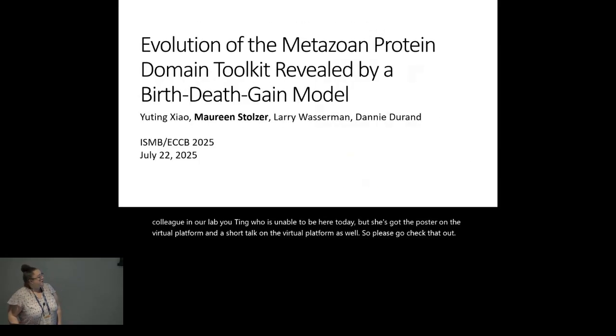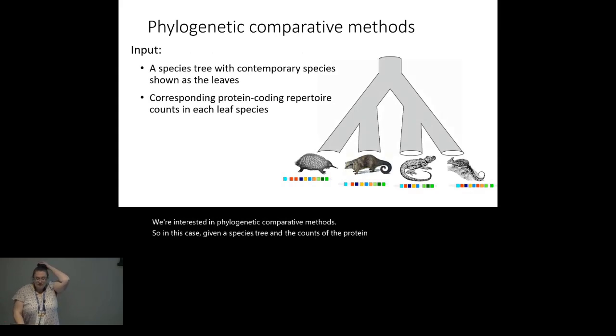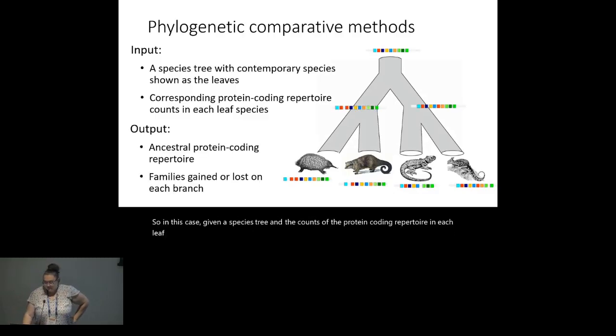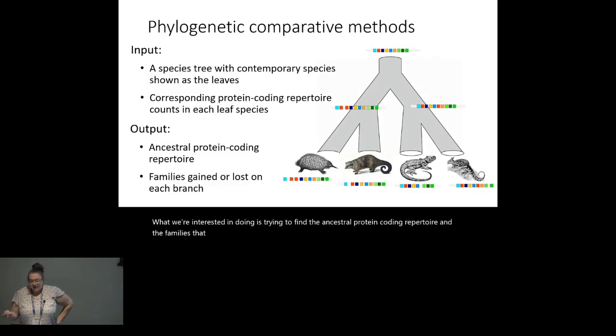So in this talk, we're interested in phylogenetic comparative methods. In this case, given a species tree and the counts of the protein coding repertoire in each leaf species, what we're interested in doing is trying to find the ancestral protein coding repertoire and the families that are gained and lost on each branch of the species tree.